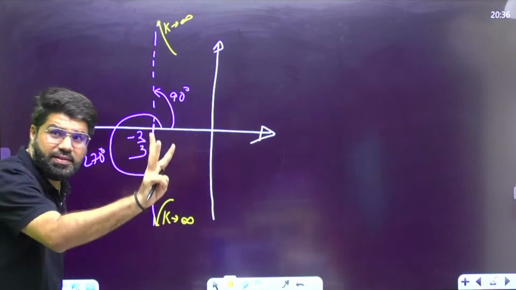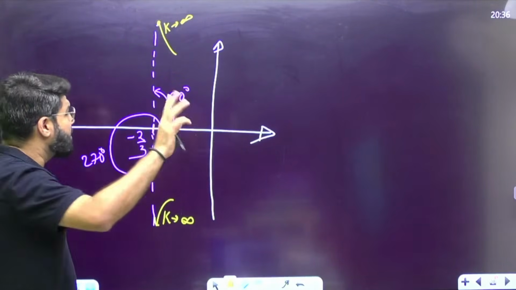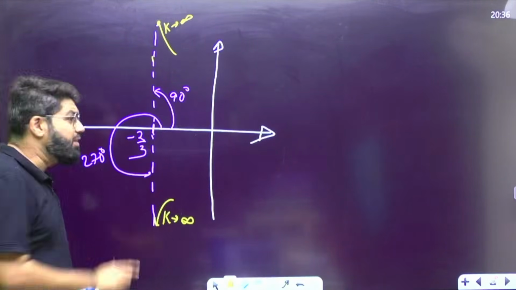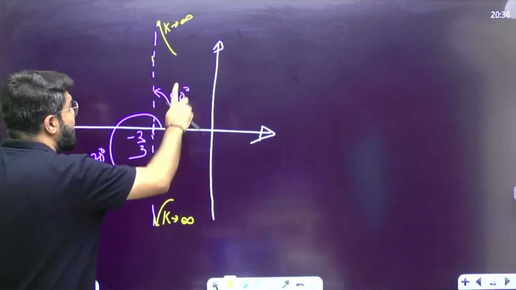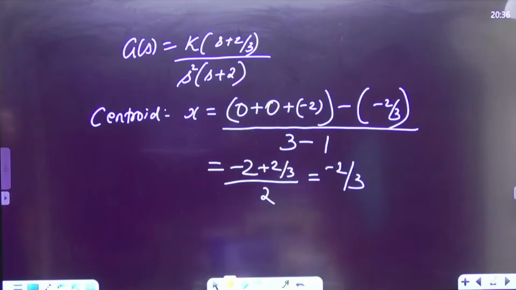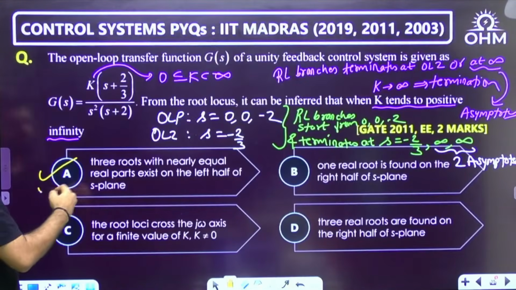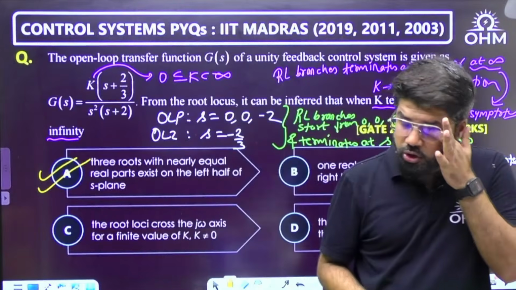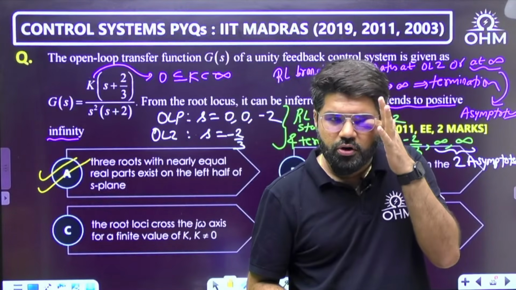That means when all three terminate, they will have a real part which is nearly minus 2 by 3. One will exactly terminate at minus 2 by 3, and the others will be tending towards the asymptote. Option A. Good conceptual question.